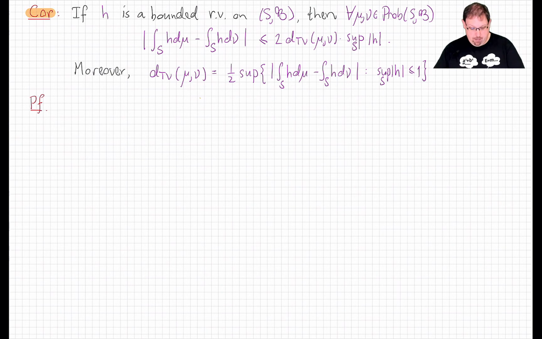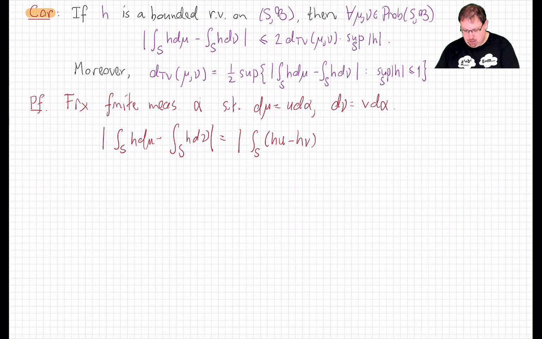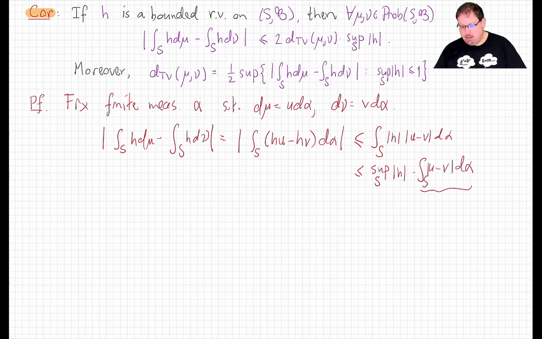We'll prove this again by fixing a reference measure with respect to which mu and nu have densities u and v, and then we can just calculate. The difference of the integral of h against the two measures is the same as the difference of h times u minus h times v against the reference measure alpha. By the triangle inequality for integrals, this is less than or equal to the integral of absolute value of h times absolute value of u minus v d alpha. And of course, we can factor out of that the supremum of h. And by Scheffé's lemma, this integral is exactly twice the total variation distance between mu and nu. That proves the first part of the result.